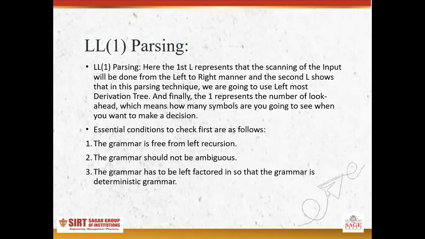What is ambiguous grammar? When more than one parse tree is derived, that type of grammar is known as ambiguous grammar. So in LL1 parsing, the grammar should not be in ambiguous form. Left factoring, we have seen, gives a deterministic grammar.